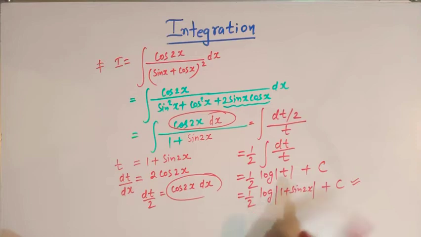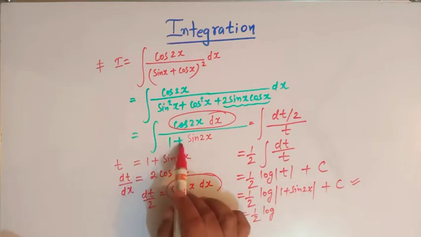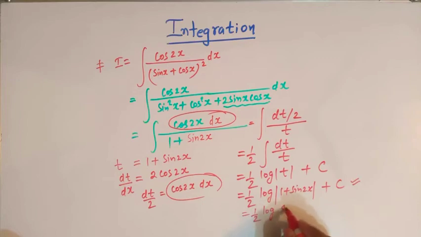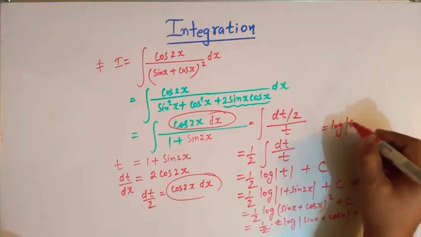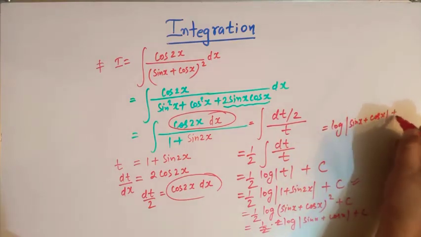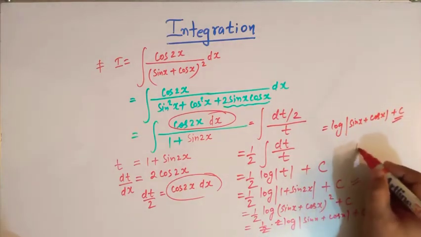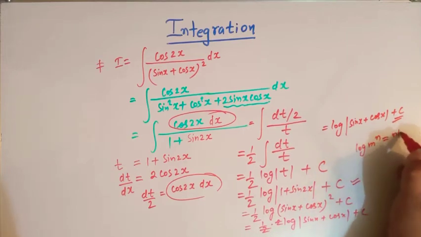But here we can also express this expression in the form half log 1 plus sin 2x. 1 plus sin 2x is actually equal to sin x plus cos x whole square, and if we take 2 in front of the log, we have 2 log sin x plus cos x plus c. So the 2 and 2 get cancelled, and we have the final answer as log of sin x plus cos x plus c, right? Here we have used the result log m raised to n is n log m, right?